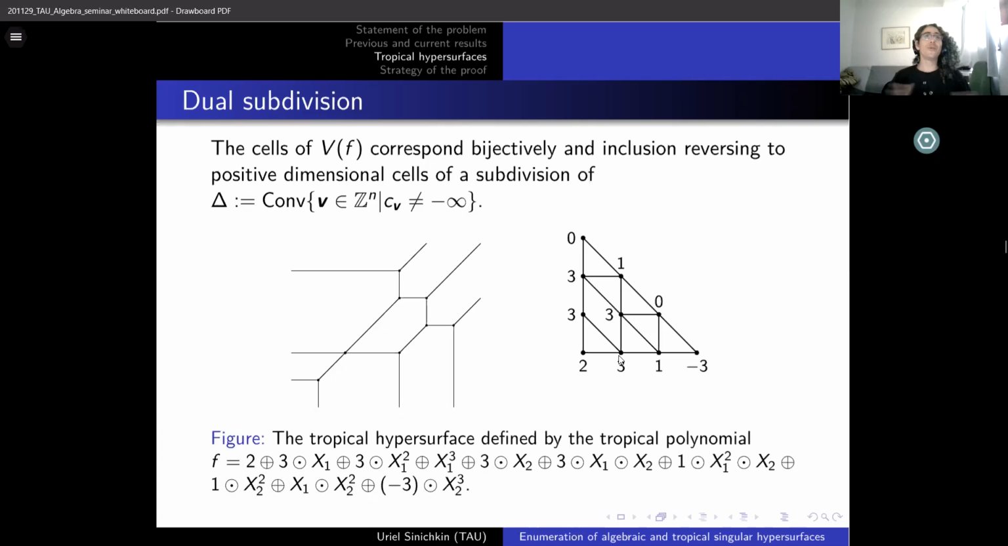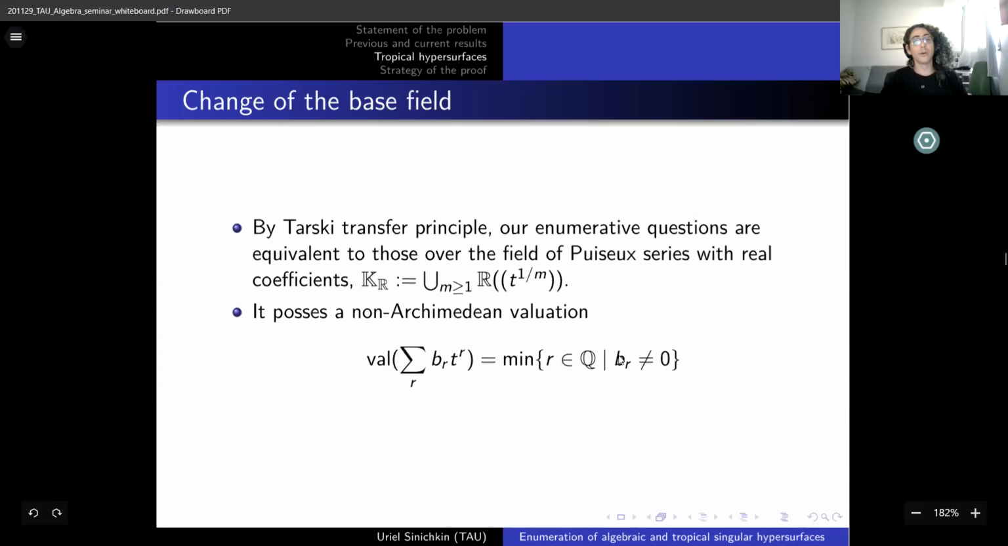Okay, how can all this combinatorics and tropical geometry help us solve our algebraic problem? For that we need the non-Archimedean valuation, but our problem was in real numbers. We don't possess any non-Archimedean valuation of the real numbers, so we need to change the base field. Fortunately, we have model theory that can help us.